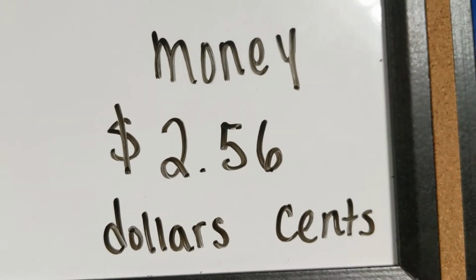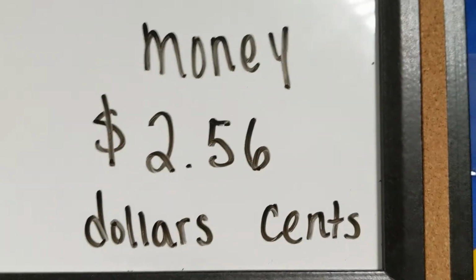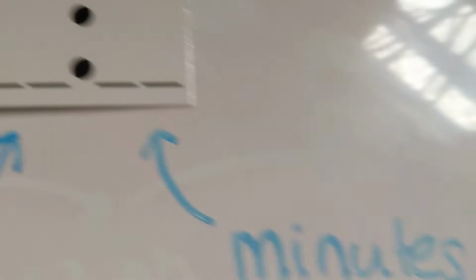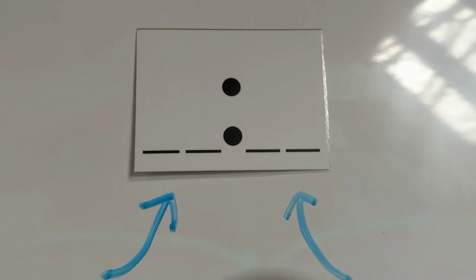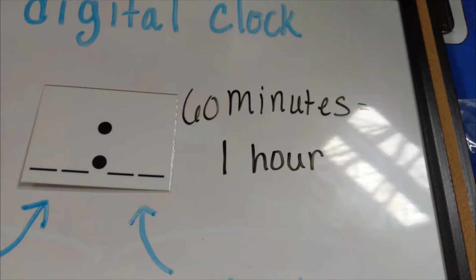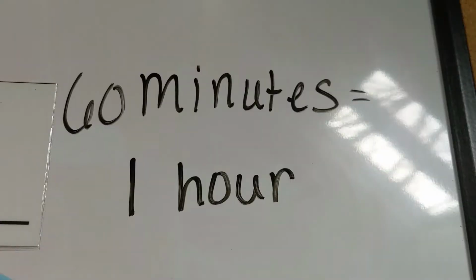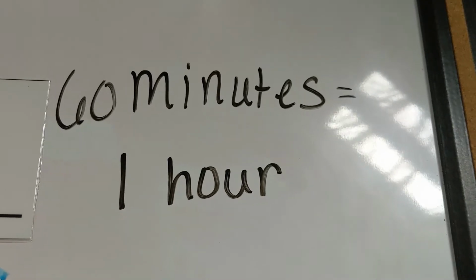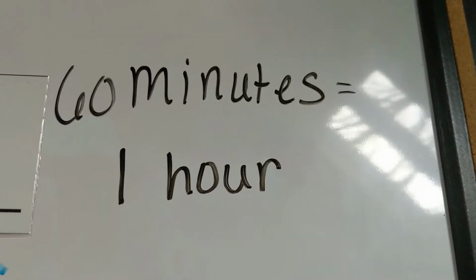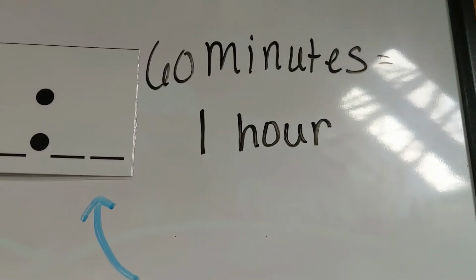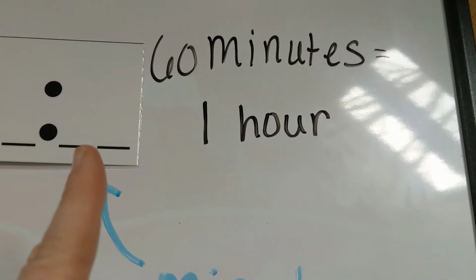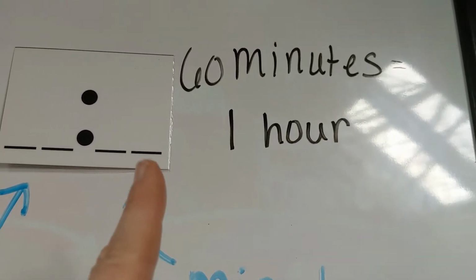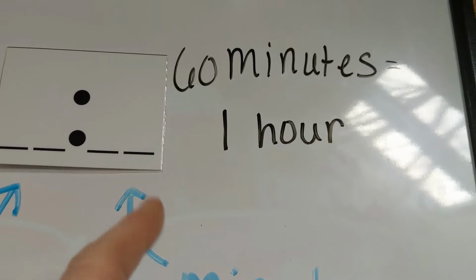When you read time, it's very similar to reading money. You have a decimal point that separates the dollars from the cents. So just like that, we have a colon that separates the hours from the minutes. 60 minutes equals 1 hour. So that means minutes are fractions of an hour. So until I have a full 60 minutes, I'm going to have numbers over here. And then it starts again at 0, 0. So when I have 1 minute, that's 1/60th of an hour.